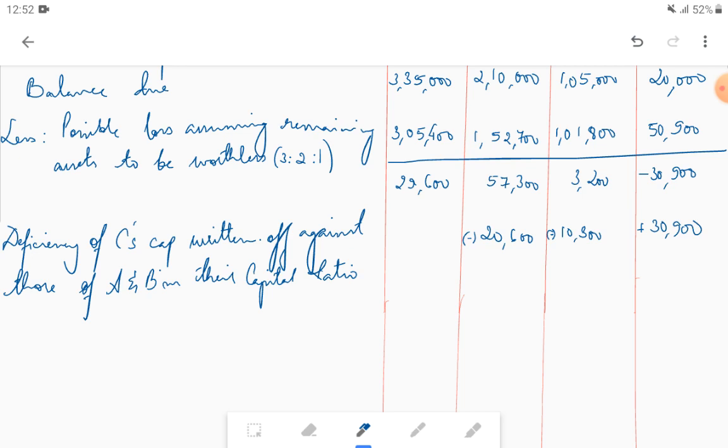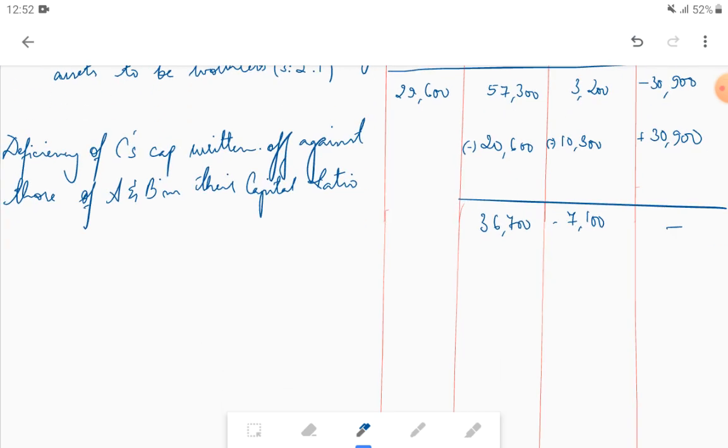Now let's see how these figures are arrived at. So for A, 57,300 minus 3,600 amounts to a positive figure of 36,700. And for B, it is 3,200 minus 10,300, giving a negative figure of 7,100. And for C, it becomes nil.